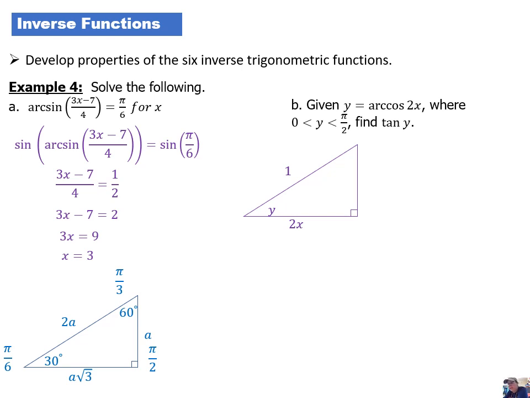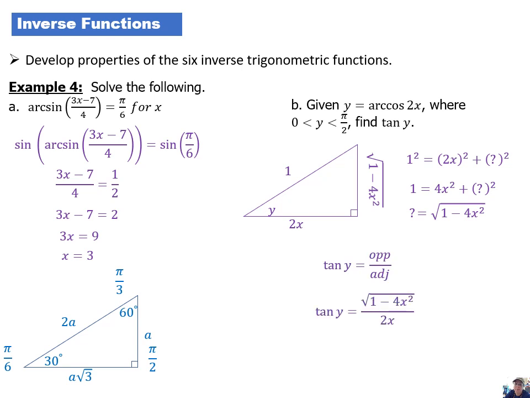Now we find the missing side. This is a right triangle, so Pythagorean Theorem. Hypotenuse squared, 1 squared, equals adjacent side squared, so (2x) squared, plus the unknown squared. 1 equals 4x squared plus the unknown, so the unknown is going to be the square root of 1 minus 4x squared. Tangent of y is opposite over adjacent, so that's the square root of 1 minus 4x squared over 2x. There's our tangent of y.